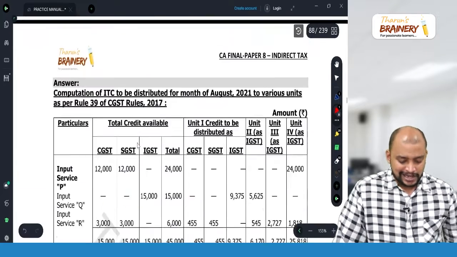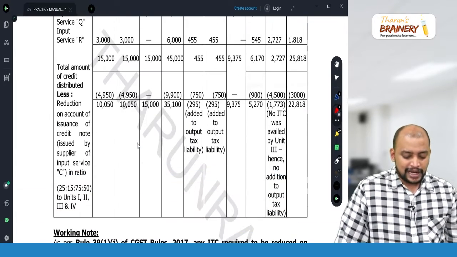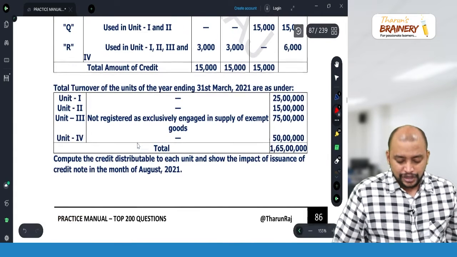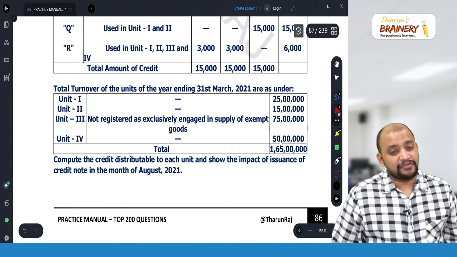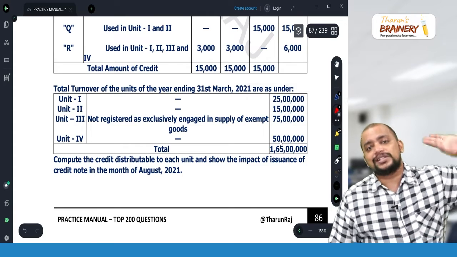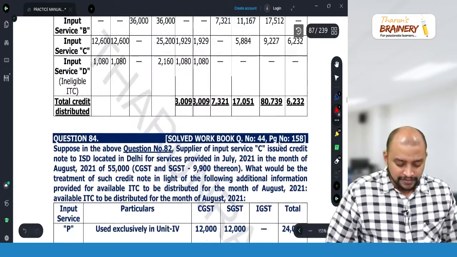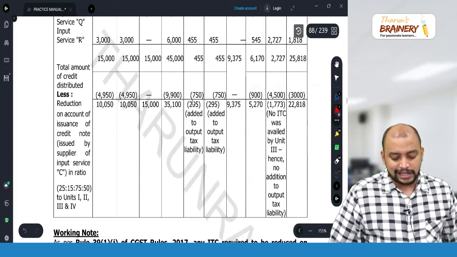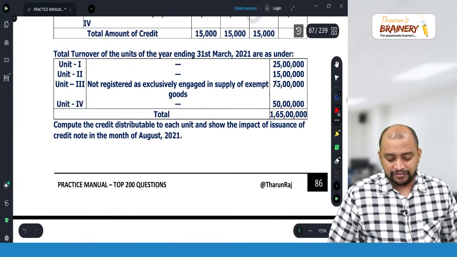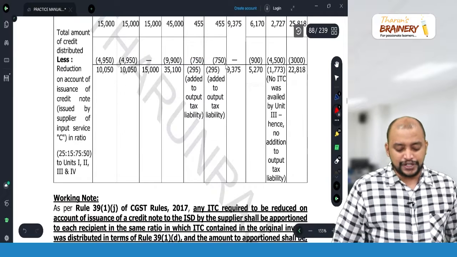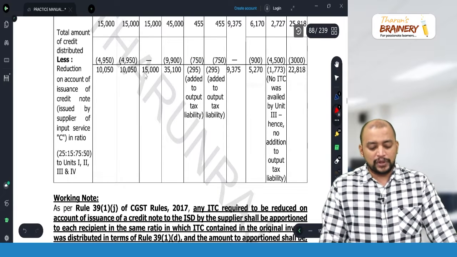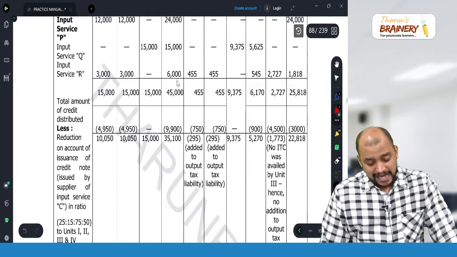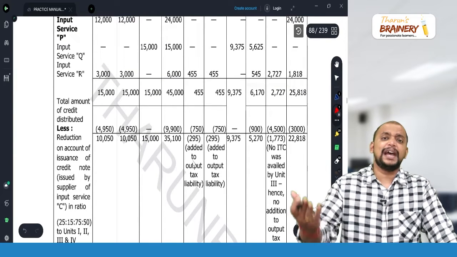So 9,900. That 9,900 we need to distribute to all in the ratio of 25, 15, 75, 50. We don't know with respect to which invoice they gave the credit note, so we will distribute it equally for all, in the ratio 25 is to 15 is to 75 is to 50. When we distribute the credit, it will be reduced here. Here we have a negative. A negative means that much balance is not there. That will be added to the liability.